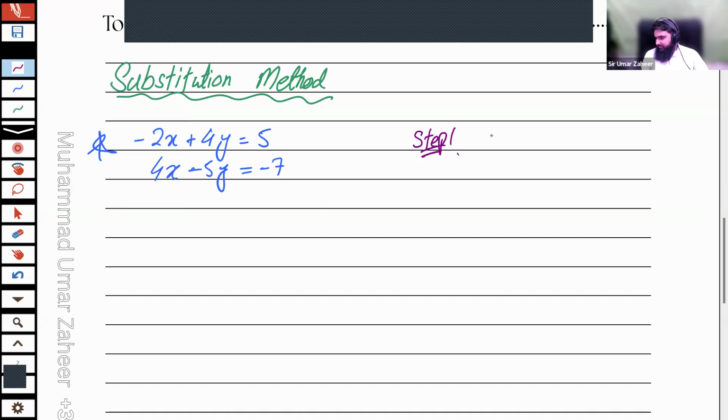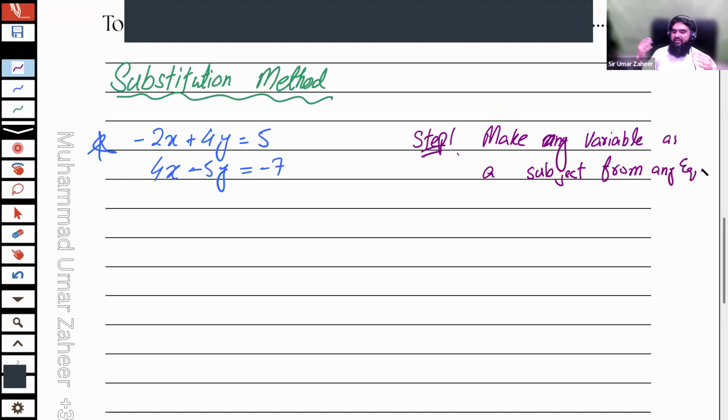Step one is we have to make any variable a subject from any equation. You can make x the subject, you can make y the subject. It's up to you. You are making it from equation one or from equation two. Let's say I'm going to give the names: this is equation one, and this is my equation two.